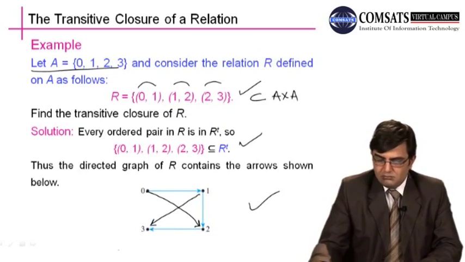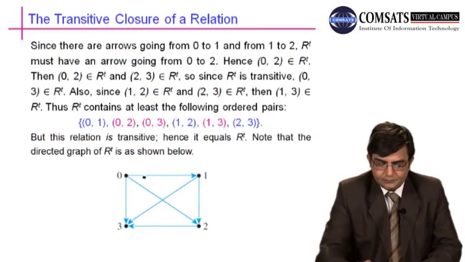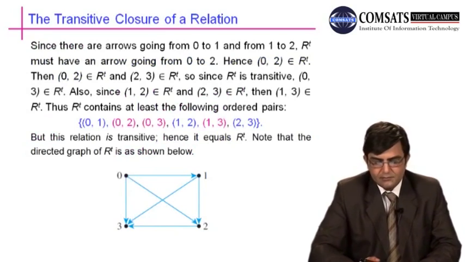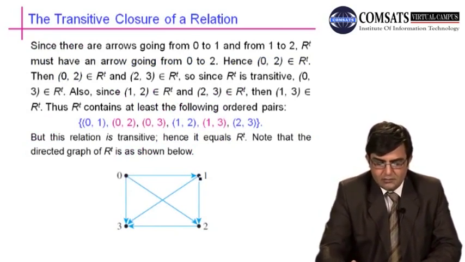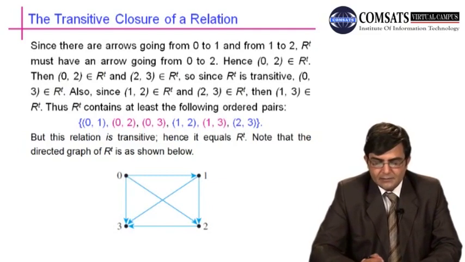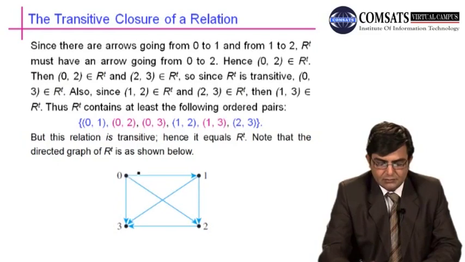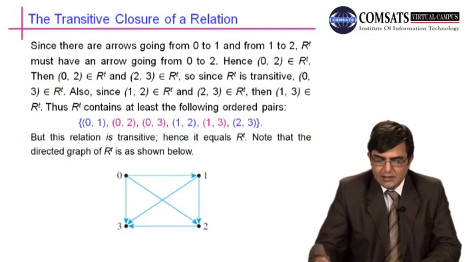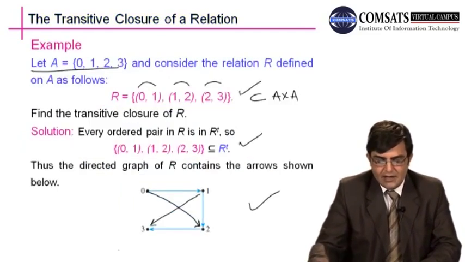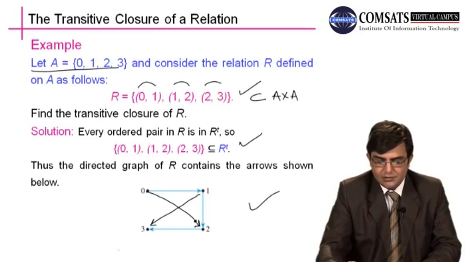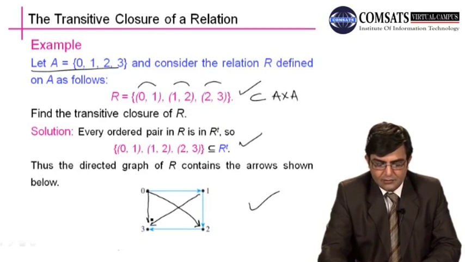And now, 1 is related to 2, 2 is related to 3, we must have 1 to 3. And similarly, 0 is related to 2 and 2 is related to 3, so we must have 0 related to 3. To satisfy the transitive property, we must also have 0 to 3.